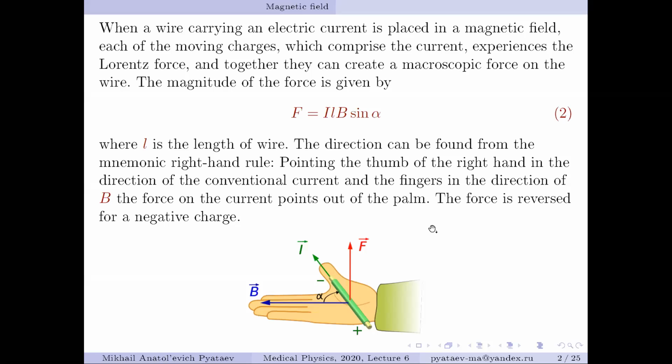Anyway, since I have found this right-hand rule in English Wikipedia, it is very likely that it is more widespread in the English-speaking world. So let's just use it. The right-hand rule, and the picture explains how to use it for finding the direction of F. Actually, I will not give you problems for these directions. You just need to know that F is perpendicular to both I and B.